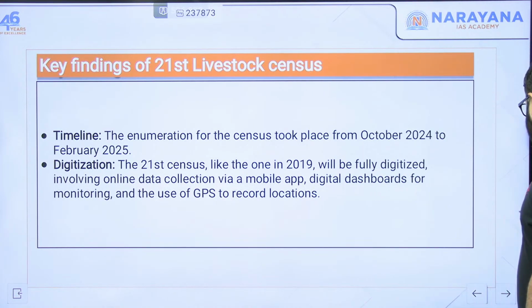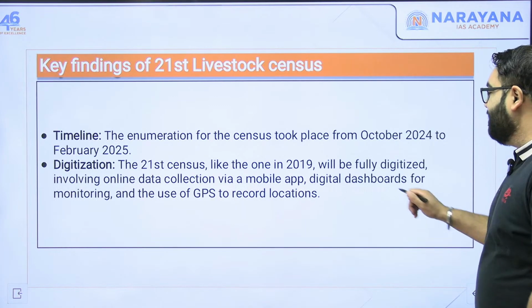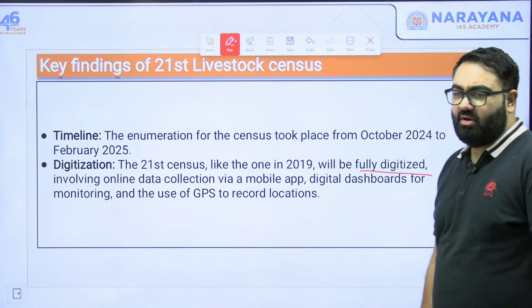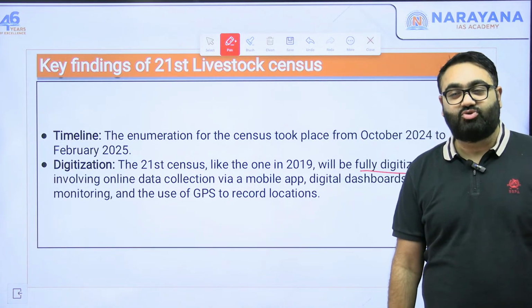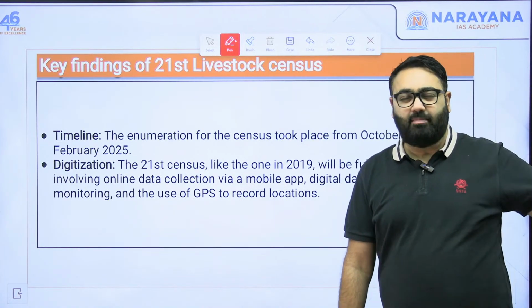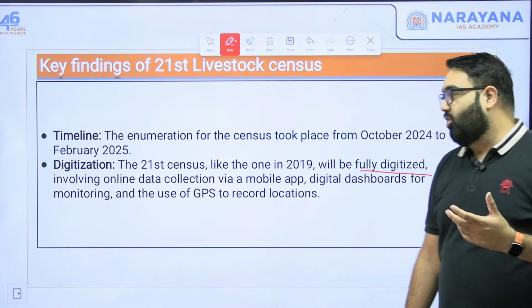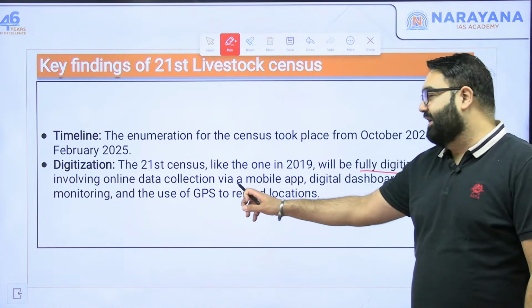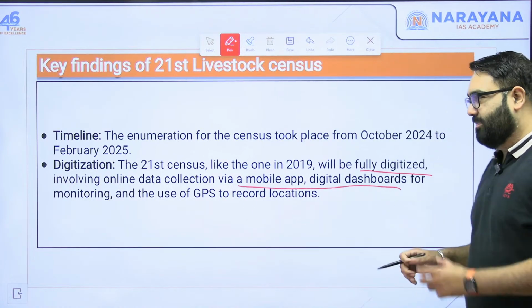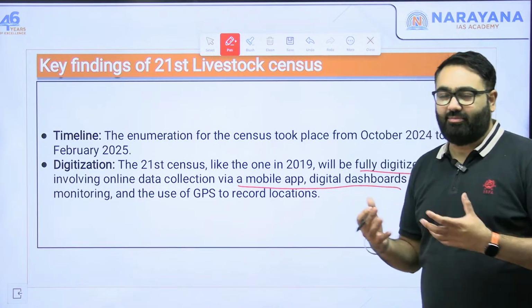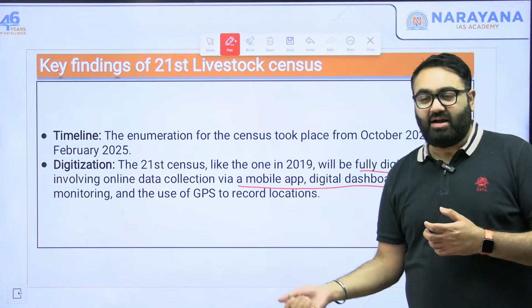This census and the last one also, both of them are fully digitized. The human census also, for our population, the one that we have not conducted since 2021, that also has been completely digitized. So the data collection doesn't have to happen manually. It will all be digital in nature. There will be online data collection via mobile app. The people conducting the census would just have to input the data in the mobile app, and it would be tracked in real time.